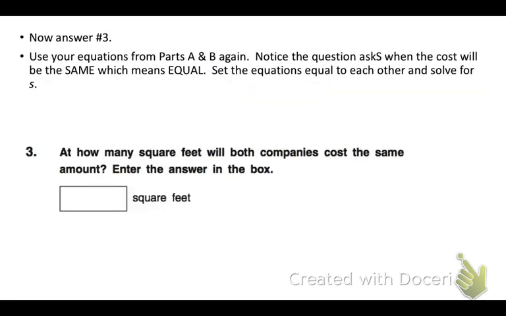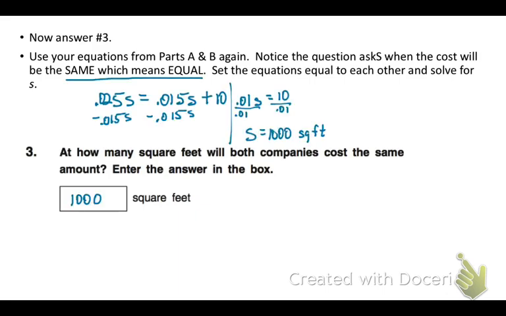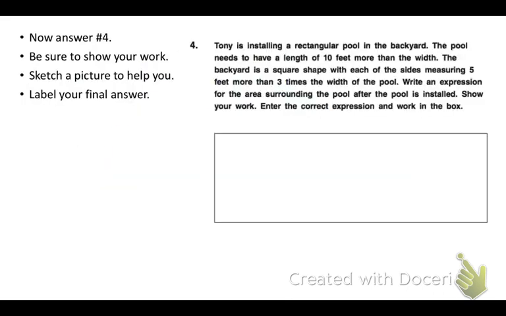Part 3. At how many square feet will both companies cost the same amount? Well, in a math word problem, when you see same, it means equal. And if we're talking cost, you're just going to set the cost for company A equal to the cost of company B, and then solve for the variable, which is S. So as you can see, we get that S will equal 1,000 square feet, and then that will just be entered in the box. So at 1,000 square feet, the cost for Tony is the same.